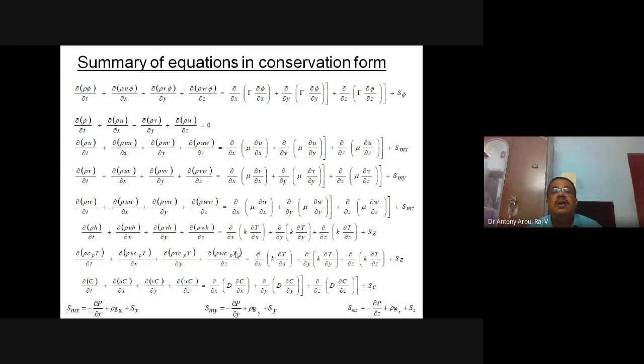Why I am discussing all these things: you should understand this is the basic structure of all the equations. This is the continuity equation, that is one physics. X momentum is one physics, y momentum one physics, z momentum one physics. Energy equation is another physics. Similarly, a concentration equation is another physics.